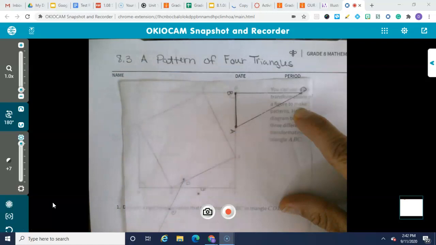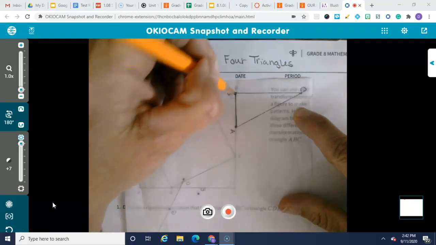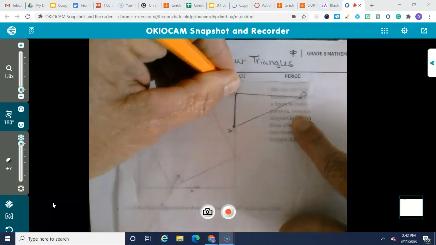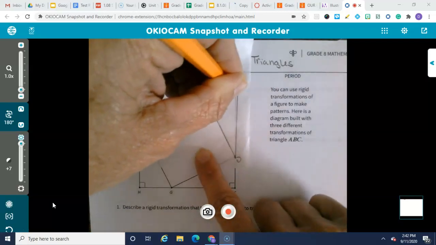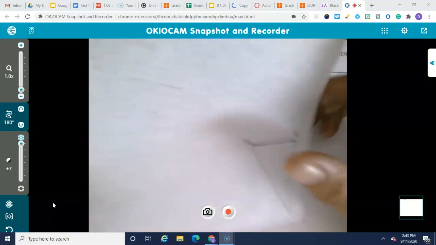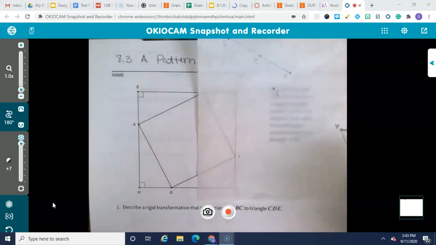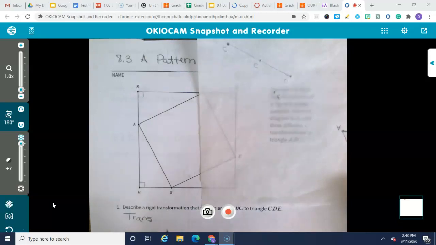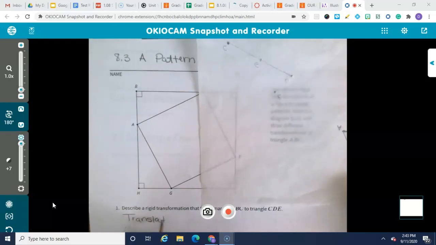Then after that, I'm going to rotate 90 degrees clockwise around center D, because this is center D right here. If you rotate 90 degrees clockwise, it winds up right on top. So that's all you had to do to get that one there. Okay? So I translated B to D.